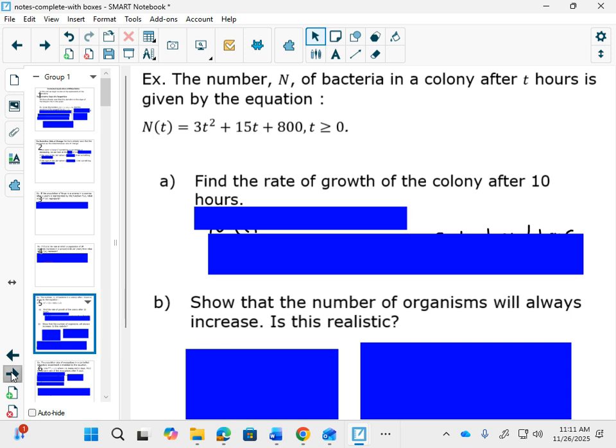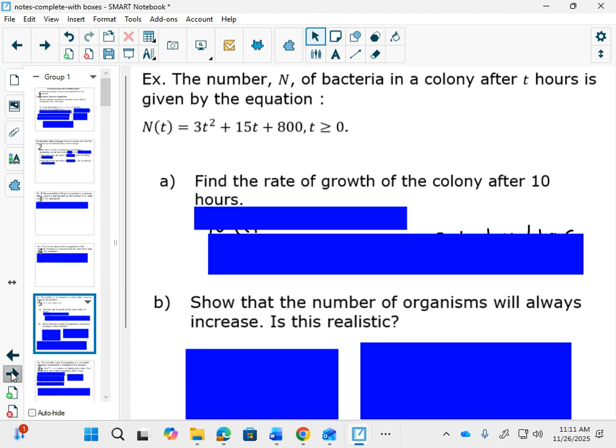Number of bacteria in a colony after T hours is given by this equation. So now we're getting an insight into how people who know calculus, who are studying things that have equations, can use those equations to figure something out. In this case, if this is population per hour, it would be a growth rate.